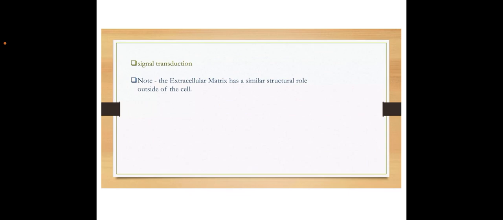So they are also involved in signal transduction, transport of the signals from one part of the cell to the other part. So if we talk about the extracellular matrix, that has a similar structural role outside the cell as the cytoskeleton has inside the cell. The same function is performed by the extracellular matrix, which is present in the outside environment or the extracellular environment.